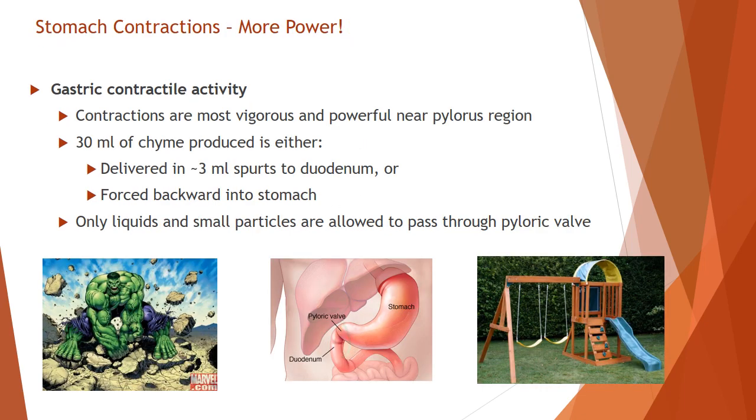All right. And so where are the contractions most powerful? Near the end of the stomach, right before it goes into the small intestines. It's pumping away, trying to get that out of there. About 30 milliliters of chyme is produced, and it's either going to be pushed into the duodenum at about 3 milliliters per go, or it'll go backwards into the stomach.